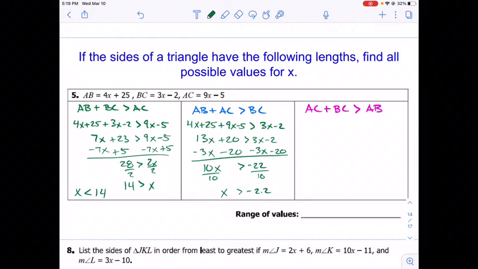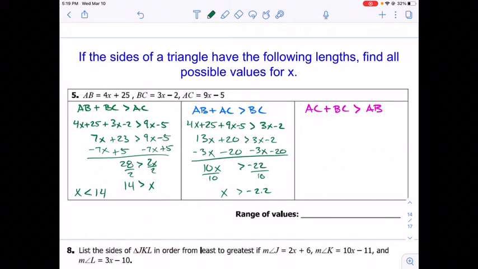So we know that we can have a negative number, but we can't have a negative side length. So if you plugged one of these in, it would give us a negative side length. If you plugged it into BC, you'd have 3 times negative 2.2, and then we subtract 2 from it. That would give us a negative number here. So that means this one is not going to work. That was not a possibility.